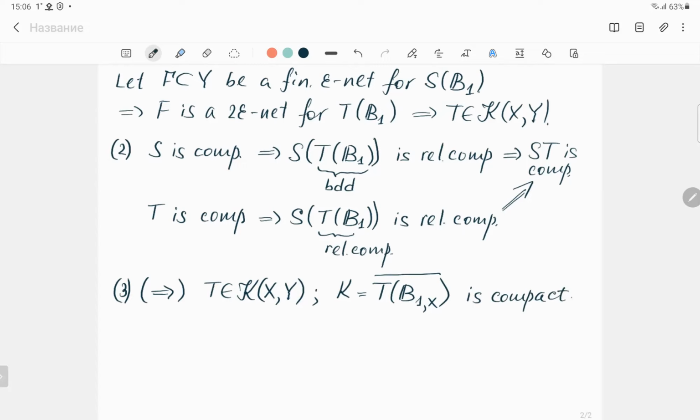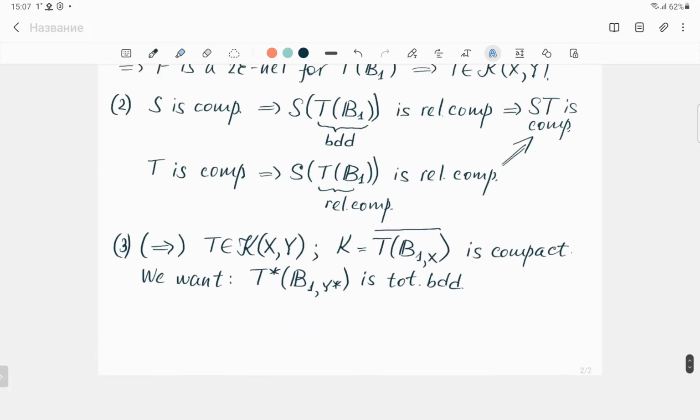We want to show that T star is compact. In other words, we want to show that the image of the unit ball in Y star under T star is totally bounded. So the idea of the proof is to identify this set with a certain subset in C of K, in the space of continuous functions on K, and then to apply the Arzelà-Ascoli theorem.